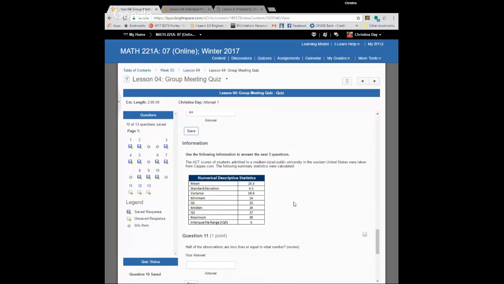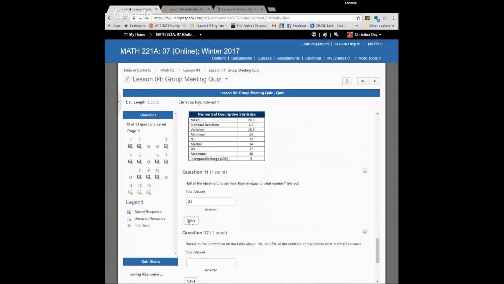Yes. The ACT scores of students admitted to a medium-sized public university in the Western United States were taken from kpex.com. The following statistics were calculated. Half of the observations are less than or equal to what number? Well, that would be the median, right? So 24. Right? The median. Yes. Okay. Half of it. Yes.